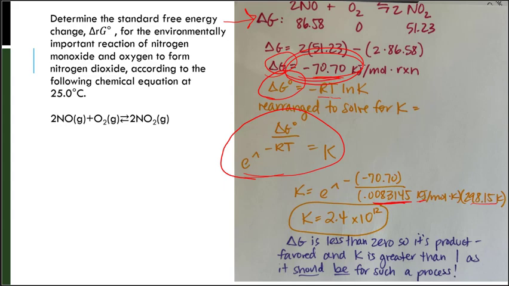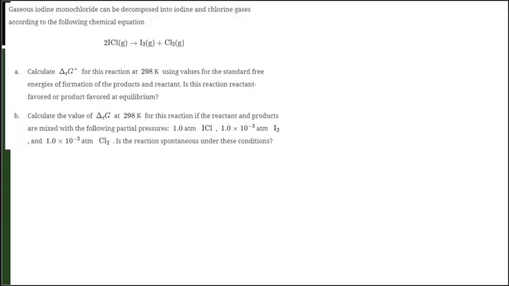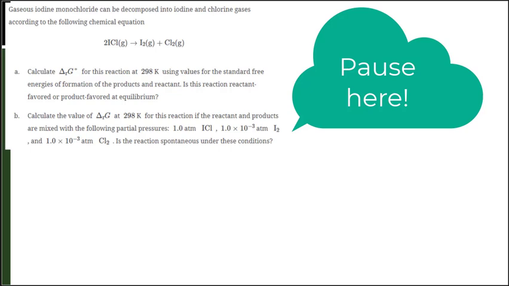Now delta G is a negative number, so it is product favored, and K is greater than 1. It's a huge number, as it should be for such a process, telling me that if I have a K greater than 1, it is a product favored reaction. Pause the video here to solve this problem.